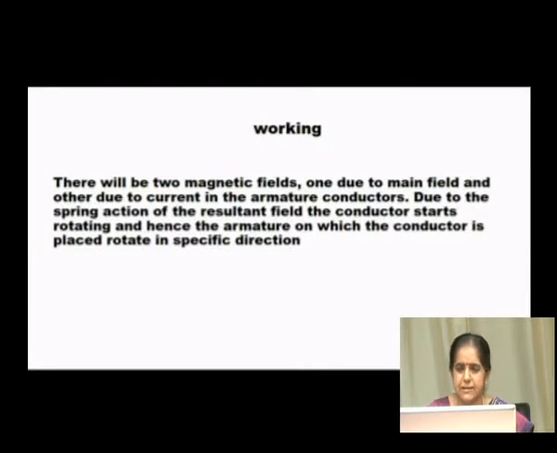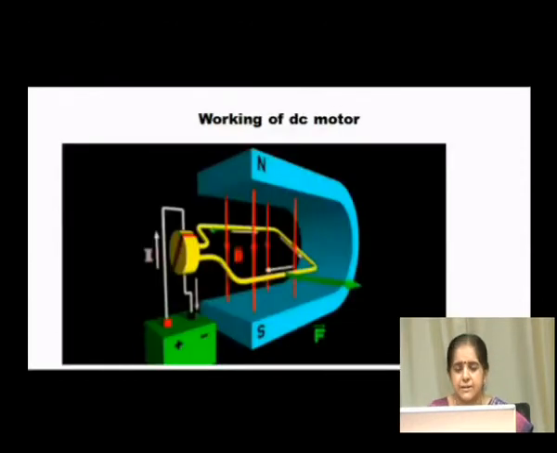One is the field established by the poles of the magnet. Another one is the field established by the current carrying armature conductors. So here there are two fields. Due to the resultant field, the conductor experiences a force, and because of it the conductor starts rotating, and hence the armature on which the conductor is placed also rotates in a specific direction, depending on the direction in which the current is flowing in the conductors of the armature.